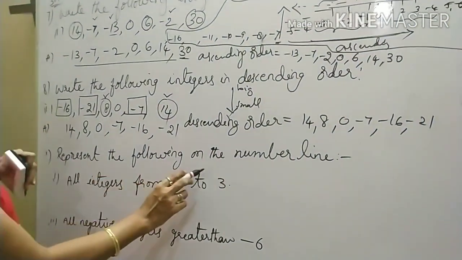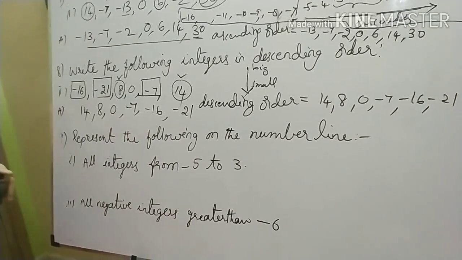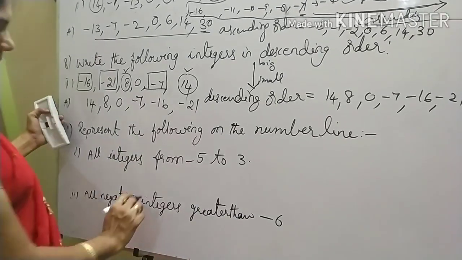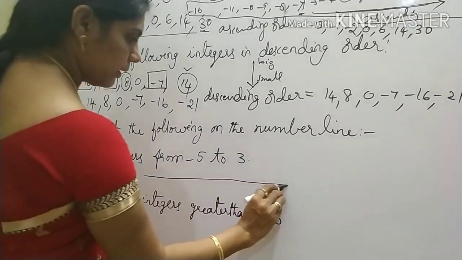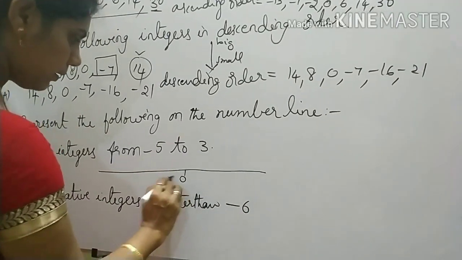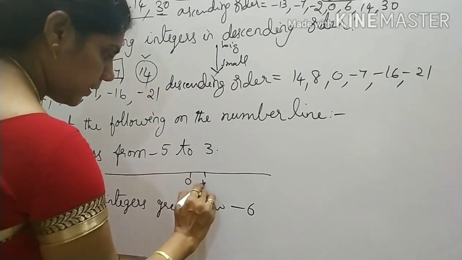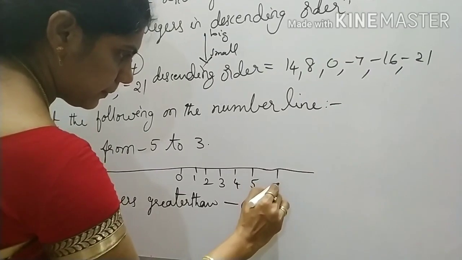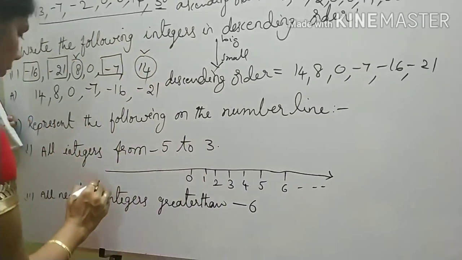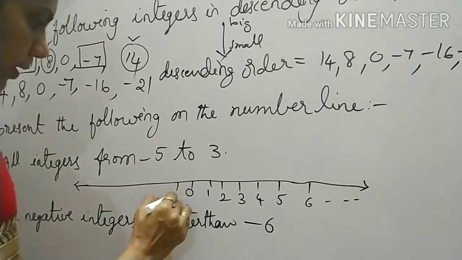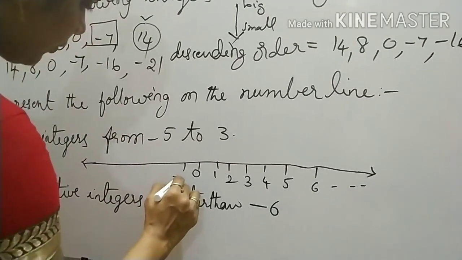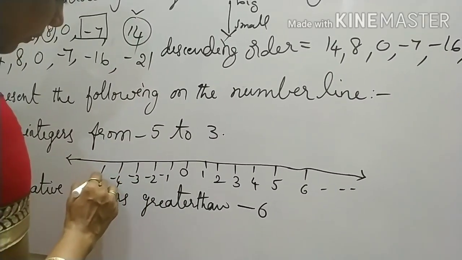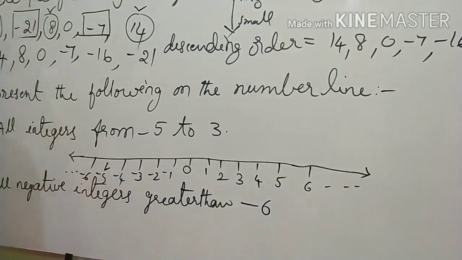See, this one: represent the following on the number line. So whatever they have given, those numbers we have to represent on a number line. What is our number line here? See, the number line you have to draw like this. In the middle, write 0. Towards the right side, write positive numbers, and so on. This line will go on with no end. That means we have infinite numbers. So minus 1, minus 2, minus 3, minus 4, minus 5, minus 6, and so on towards the left-hand side.